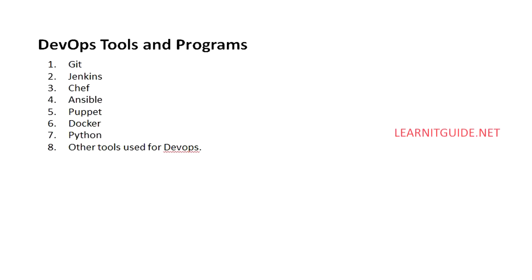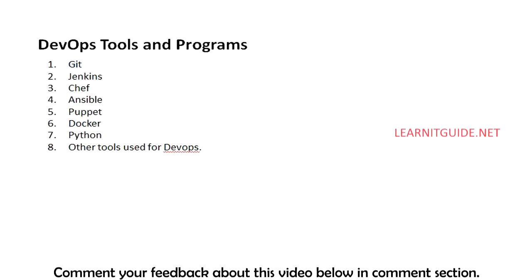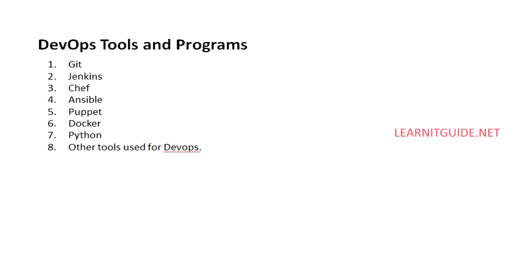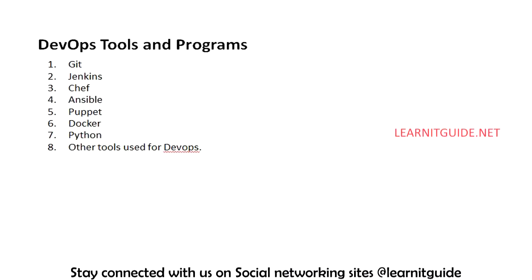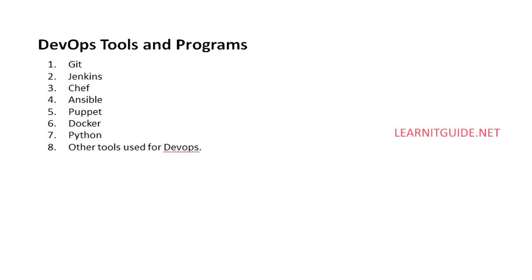Then Chef. Chef is a DevOps tool for achieving speed, scale, and consistency. Chef turns the infrastructure into code so that users easily and quickly can adapt to changing business needs. Basically, it's a configuration management tool.